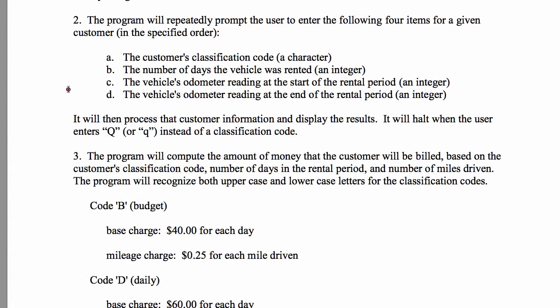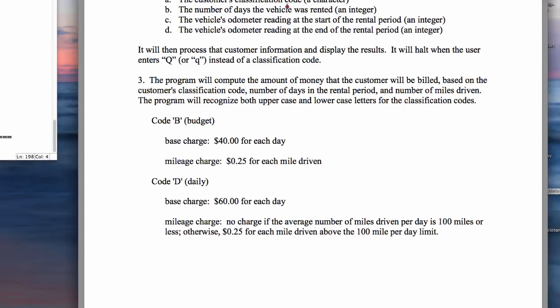So what are we looking at here? We're going to repeatedly prompt and enter these four items: code, the number of days, starting reading of the odometer, and the odometer's end reading. And we're going to halt when the user puts a Q in, or a little q, instead of the classification code. Now, what are the codes? The codes are B, D, and if we look down a little bit further, there's also a W for the budget, daily, and weekly rentals.